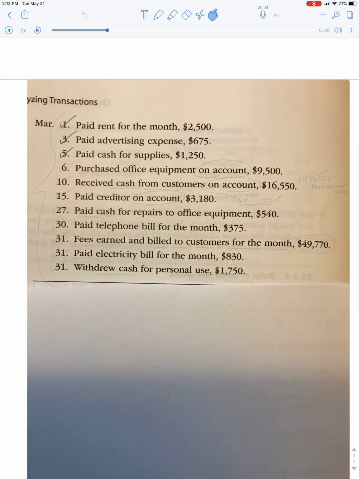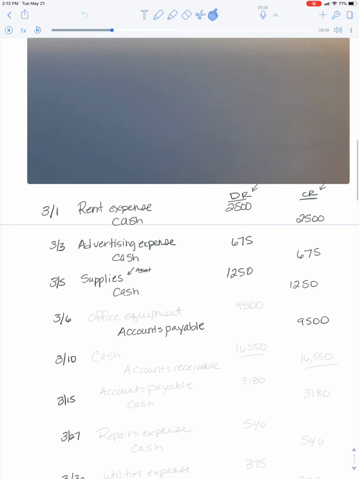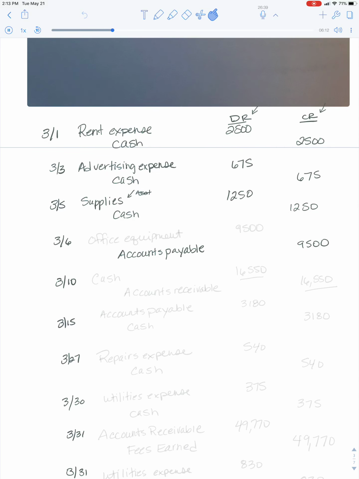March 6th, we purchased office equipment on account. So this on account here is our indicator that we did not pay cash for this. So we paid for it with something else other than cash, and our only other thing that we've been paying for stuff with so far is accounts payable. So we're going to credit accounts payable. Accounts payable is a liability account, normally a credit. So we're increasing our liability account by crediting it. And we're going to describe what we bought with our debit, which is office equipment. Office equipment is an asset, so we're going to debit it.